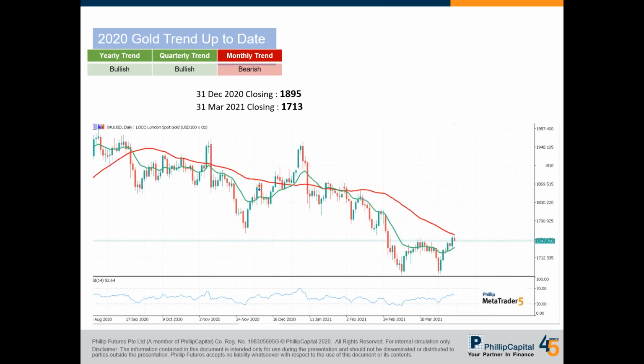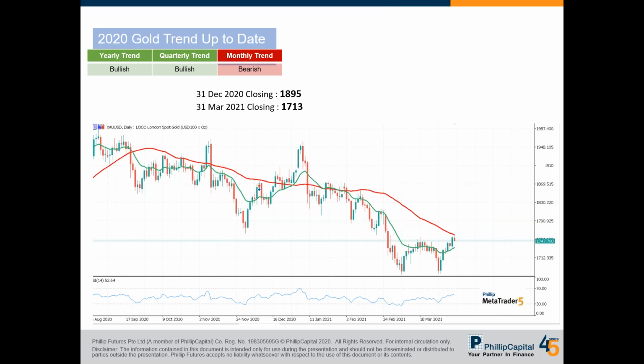Now for gold, as I mentioned to you, it will continue its downtrend for the third quarter. So I will remain bearish bias. Okay, now for the past 4 months trend, I have identified the support and resistance level.